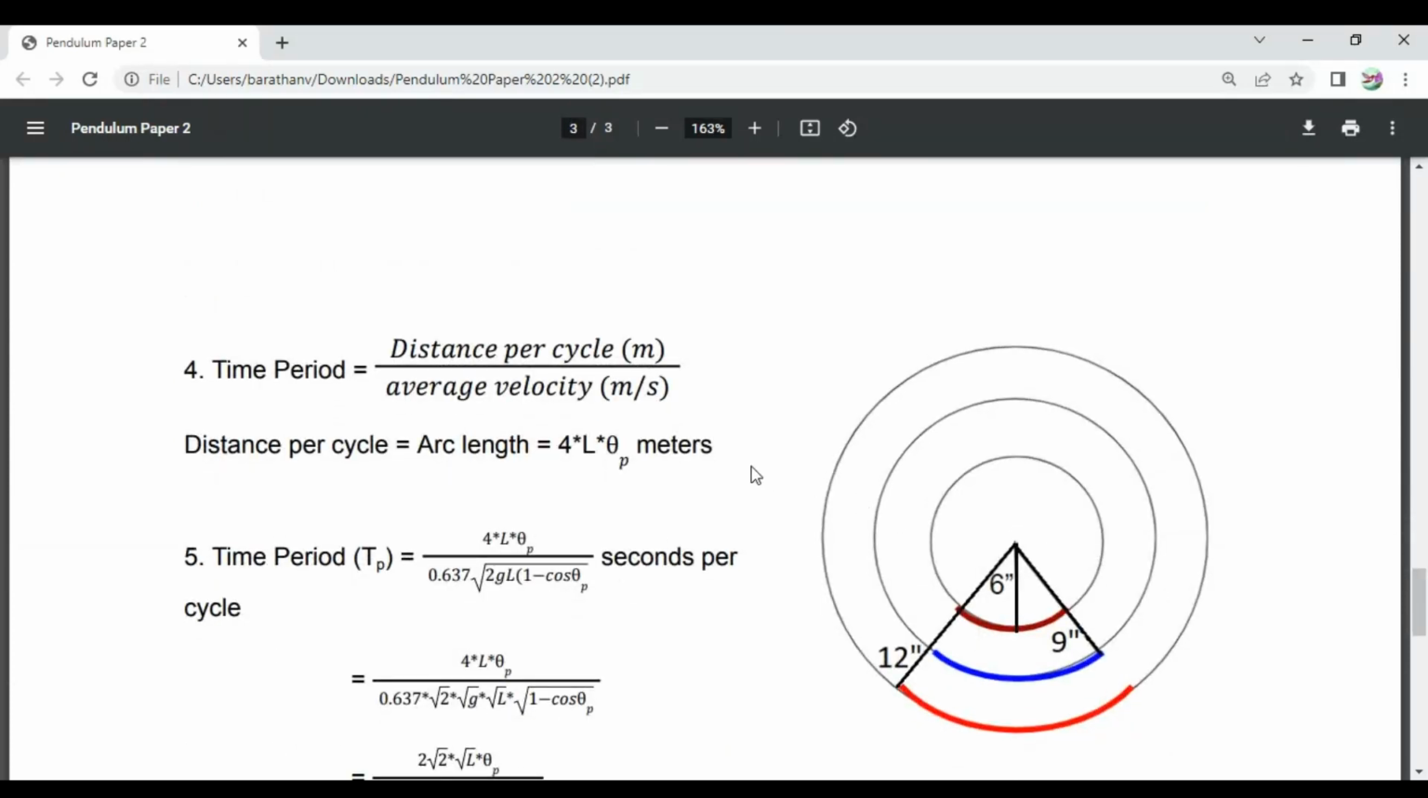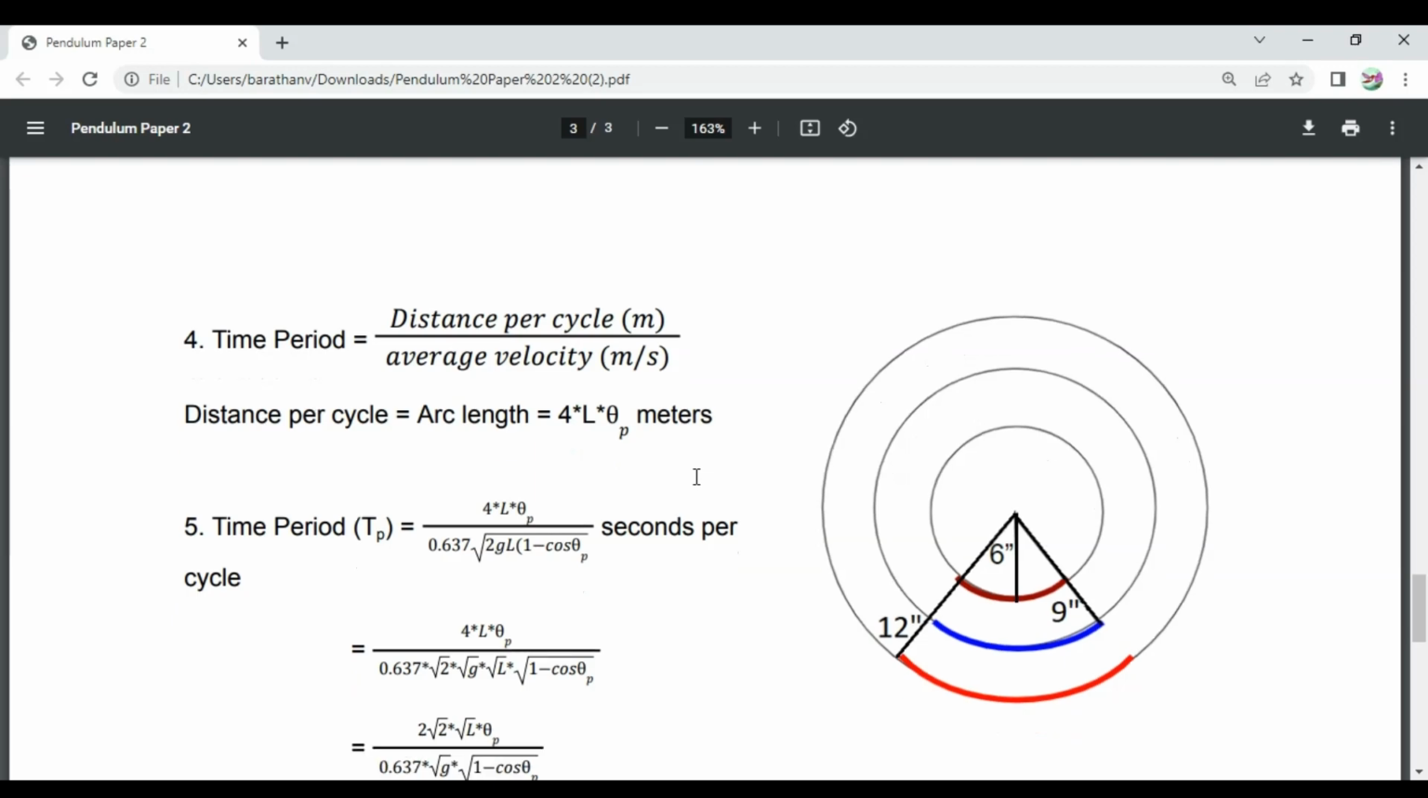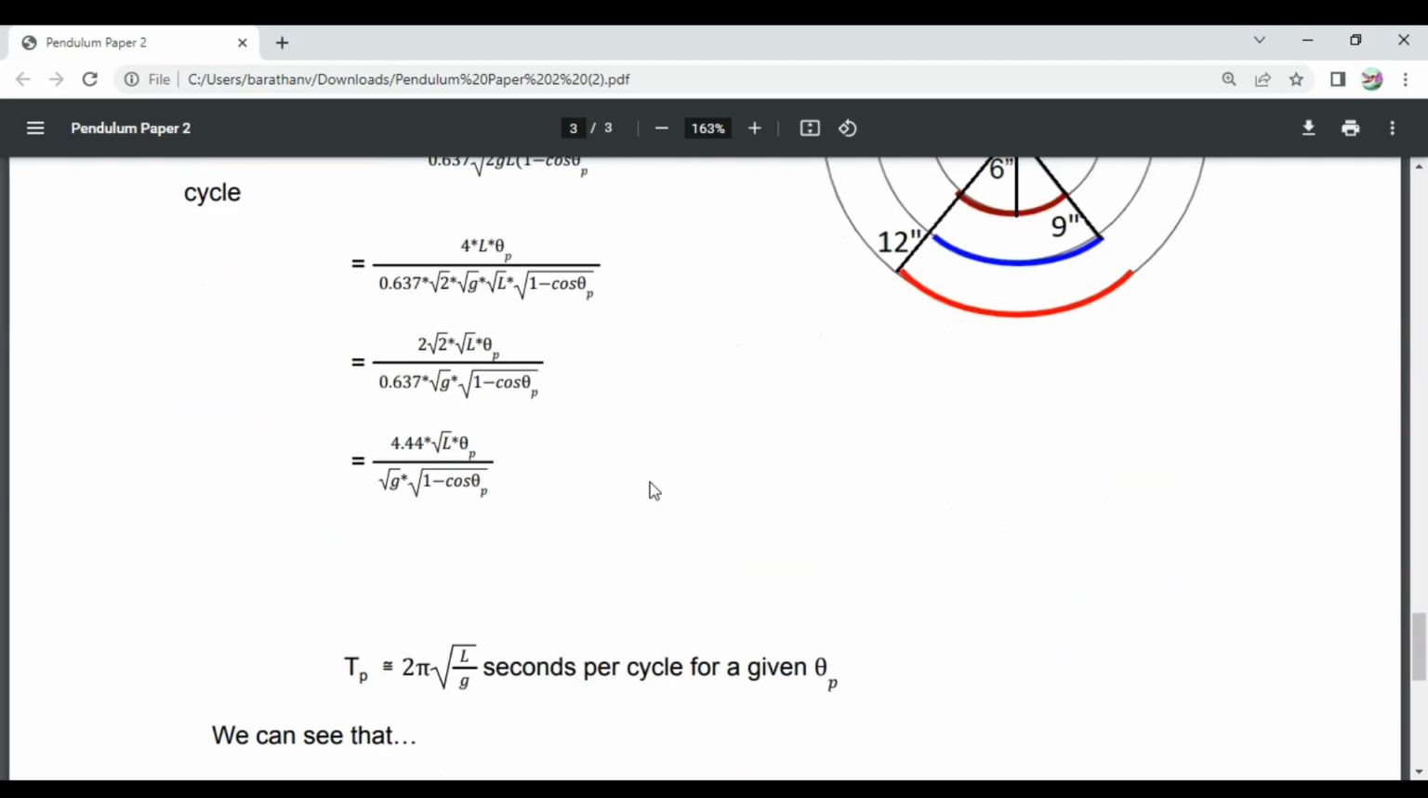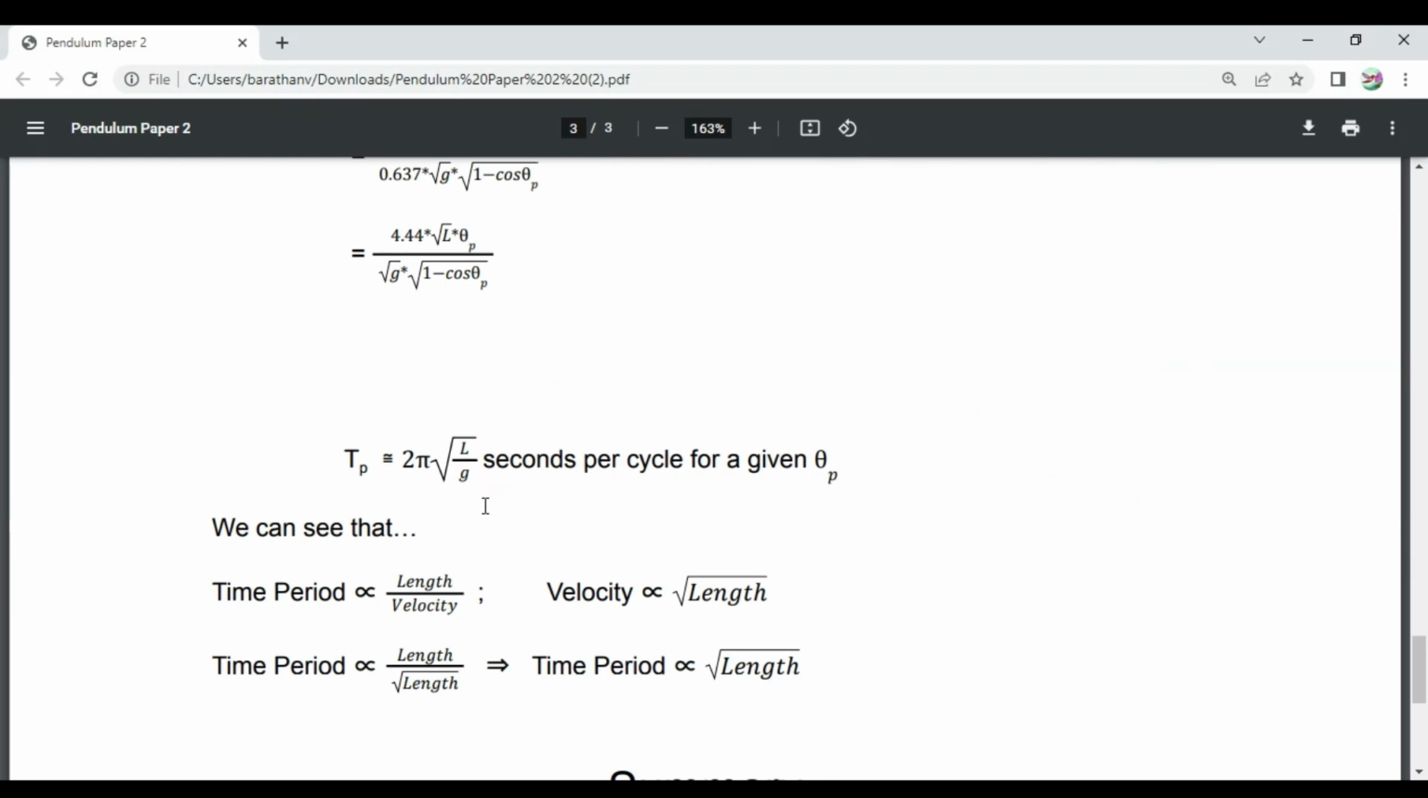So our time period is our distance per cycle divided by our average velocity. Our distance per cycle is twice the arc length, which is 4L theta p meters. Inputting this into our time period equation, we get this function, which boils down to 2 pi root of L by g seconds per cycle for a given theta p.